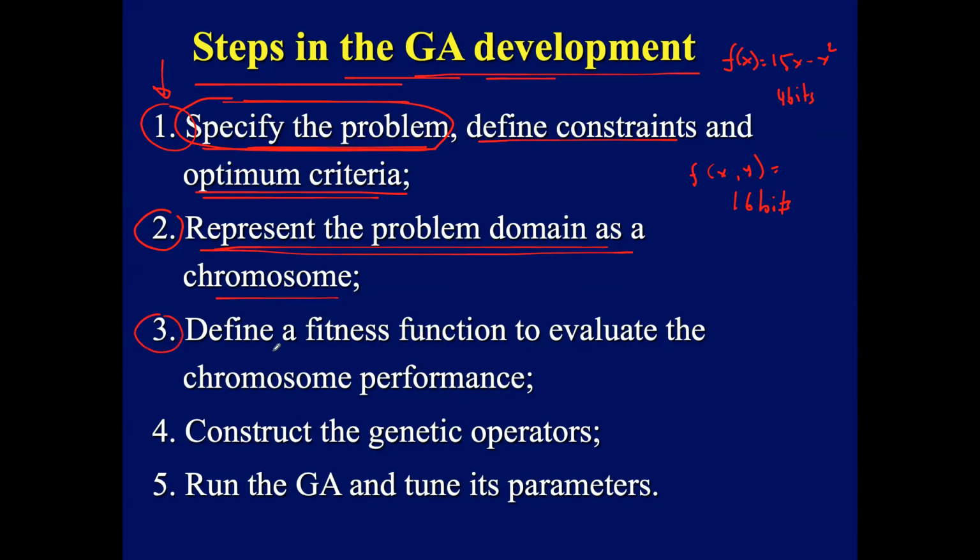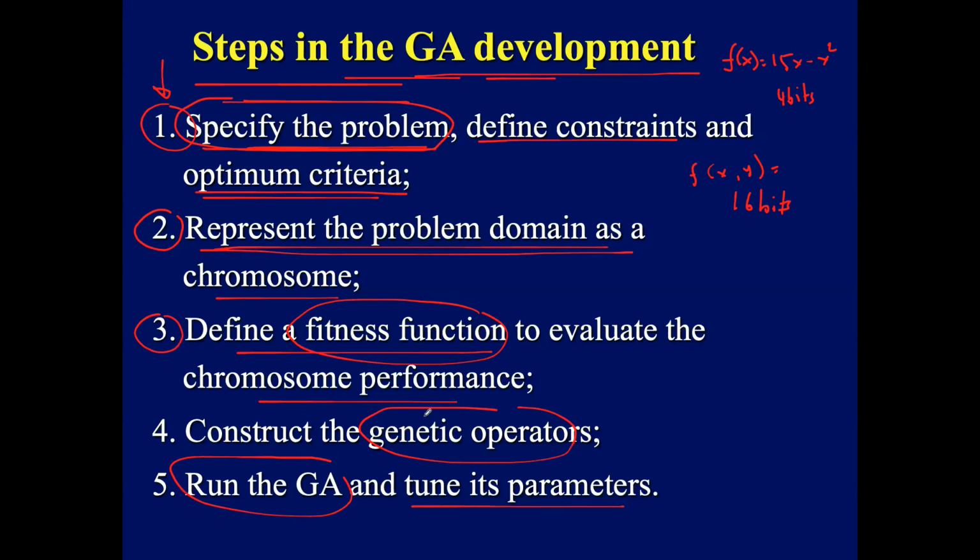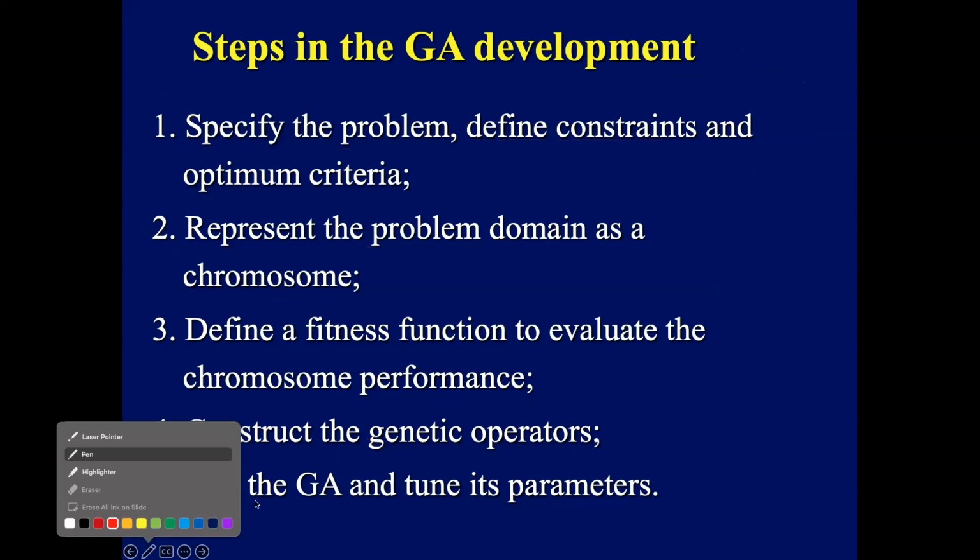Then number 3, you have to define a fitness function to evaluate the chromosome performance. So we must determine what the fitness function is. And then number 4, we can construct the genetic operators. And then lastly, we run the genetic algorithm and tune its parameters. So in this case study we are going to go through those 5 steps.